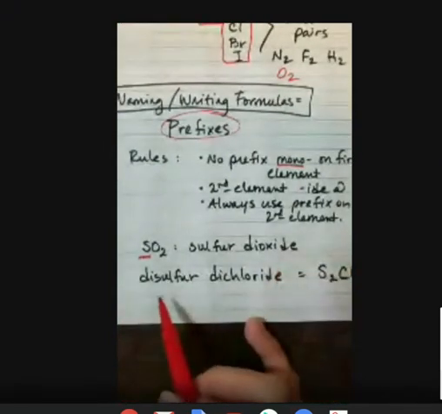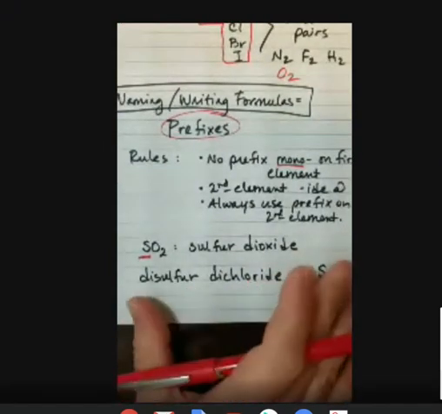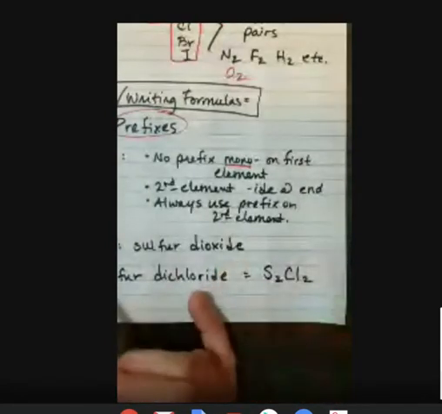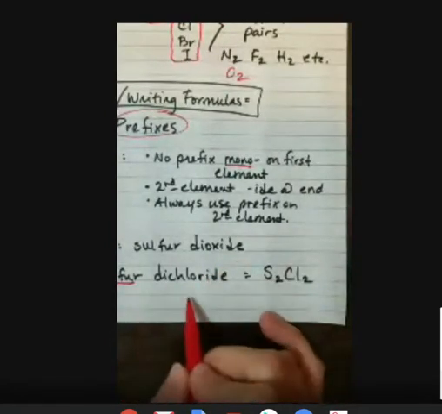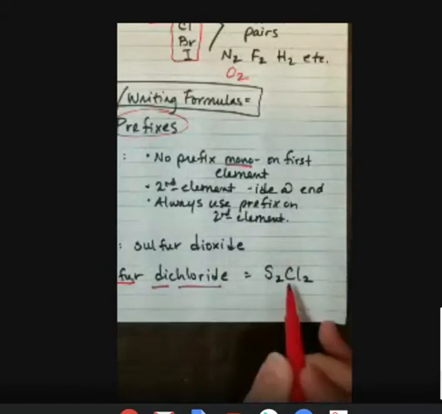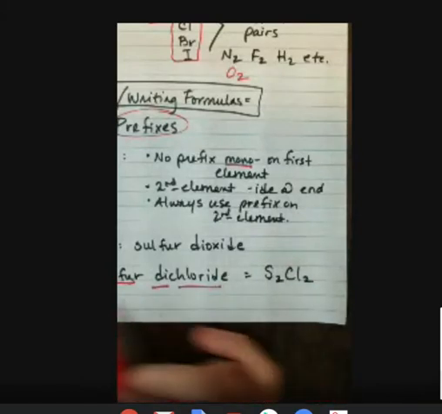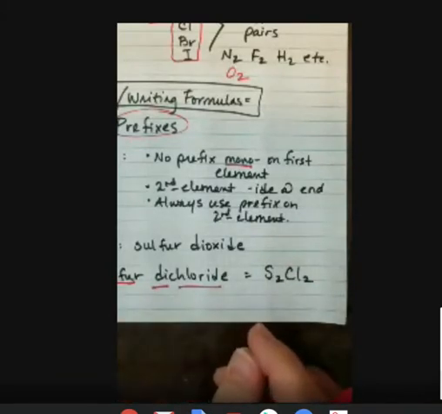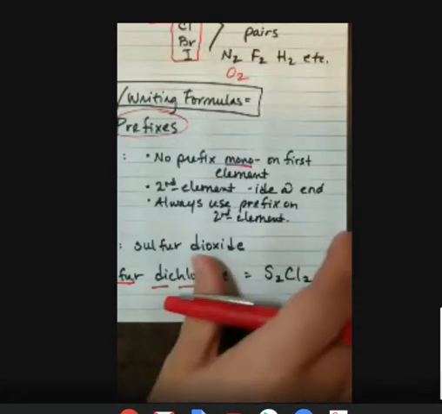If I have the compound of disulfur dichloride, how many sulfurs do I have? I have 2 of them. How many chlorines do I have? I have 2 of them. So S2Cl2. And you literally just write it in the order that it gives you. So these are probably the easiest to name.